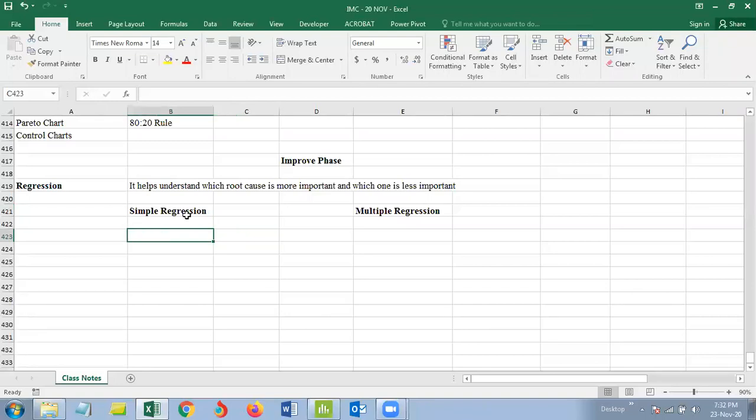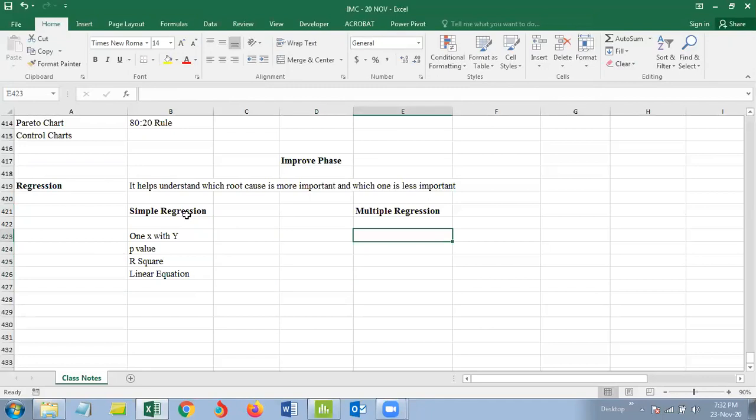In simple regression, we test 1 x with y at a time. With 1 x with y, we check, and we get a p-value for that. We get r square, and what's that? We'll understand. We get a linear equation. These are the 4 pieces of information that we get in simple regression.